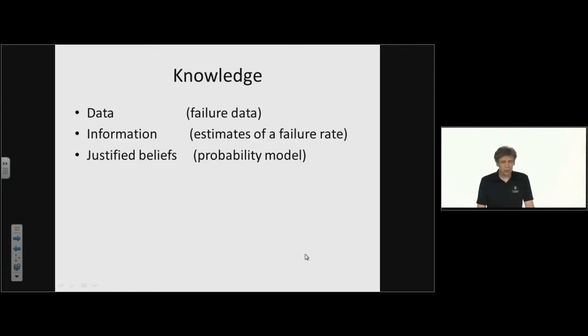Knowledge sometimes refers to data. We have failure data, we're referring to information. We have some estimates of the failure rate of that system, and we have justified beliefs, for example, that the failure pattern would follow some probability model, for example, a Poisson model. Sometimes wisdom is also referred to as the fourth element, which is basically about how we use this data, information and beliefs in a proper context of decision making.